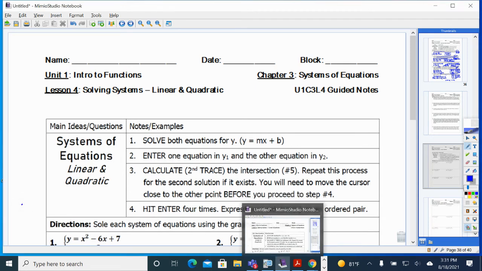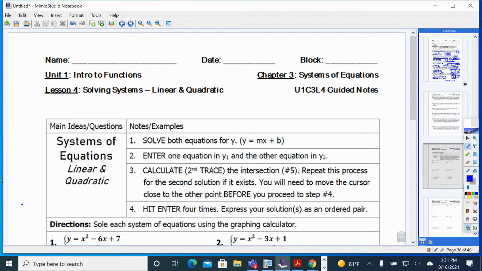This video is on Unit 1, Chapter 3 on Systems of Equations, Lesson number 4, Solving Systems, where we have linear and quadratic functions. Think back to our parent function unit. Linear functions are our lines. Quadratic are the parabolas. So when we solve a system, again, you are looking for the point or points of intersection. When you think about a line and a parabola, there are several things that can happen.